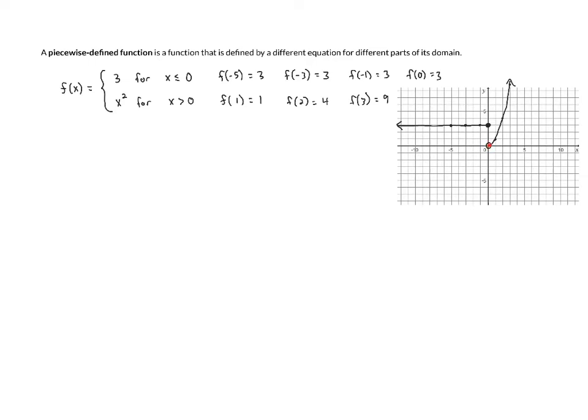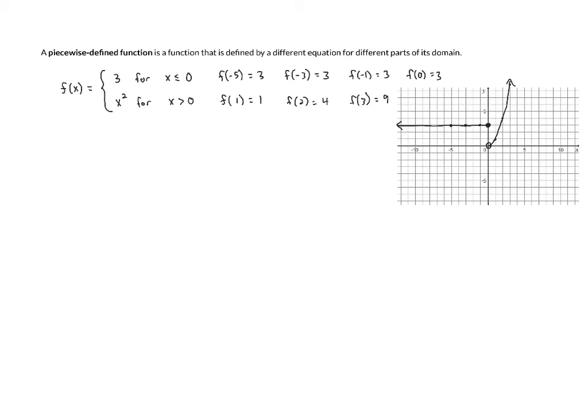We can't have both of these be closed circles because if that was the case, this would fail the vertical line test. We know that each graph of a function can only have one point on any vertical line, and in this case, it's going to be the point 0, 3, because when x equals 0, we're part of this first domain, and so we know that the y value has to be 3.